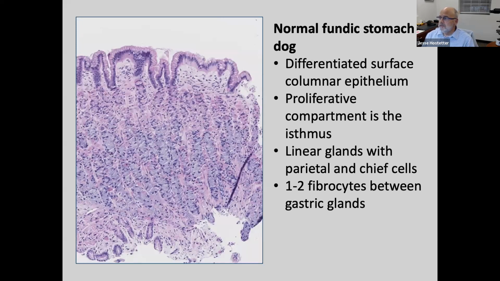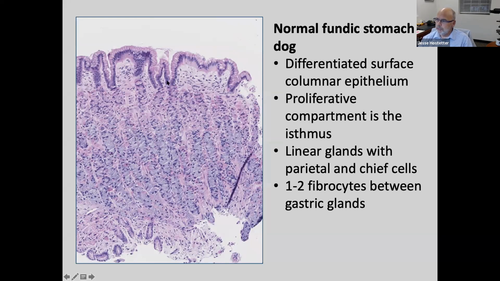Let's start with stomach. This is fundic stomach in a dog. I'm going to go through some of the parameters that we look at. One is the surface epithelium, and this should be differentiated. This is foveolar epithelium. It should be a tall, columnar, and very well polarized epithelium.